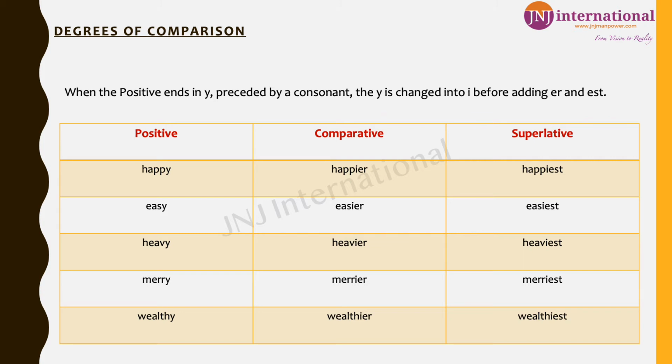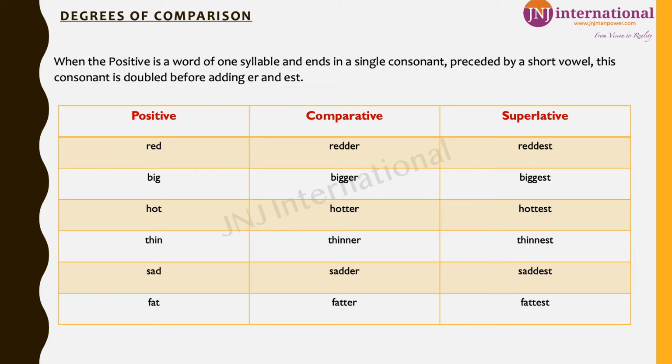Wealthy, wealthier, wealthiest. When the positive is a word of one syllable and ends in a single consonant, preceded by a short vowel, this consonant is doubled before adding letters ER and EST. Let's see the example. The word red.